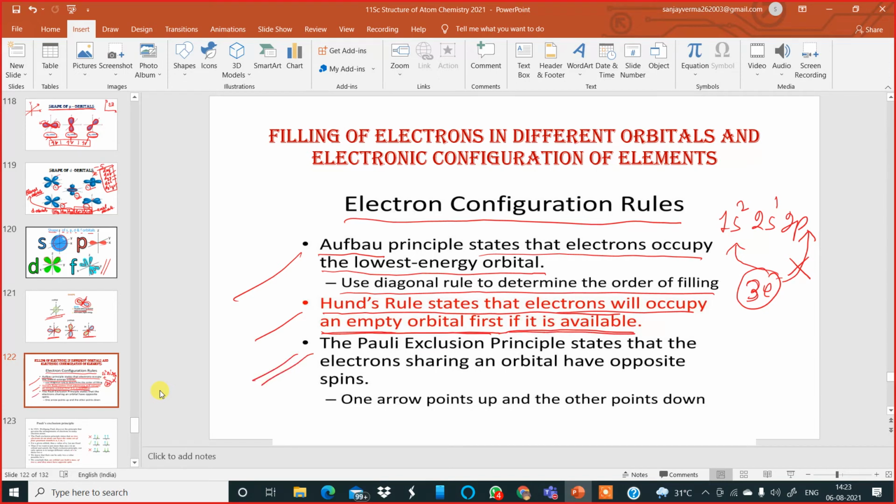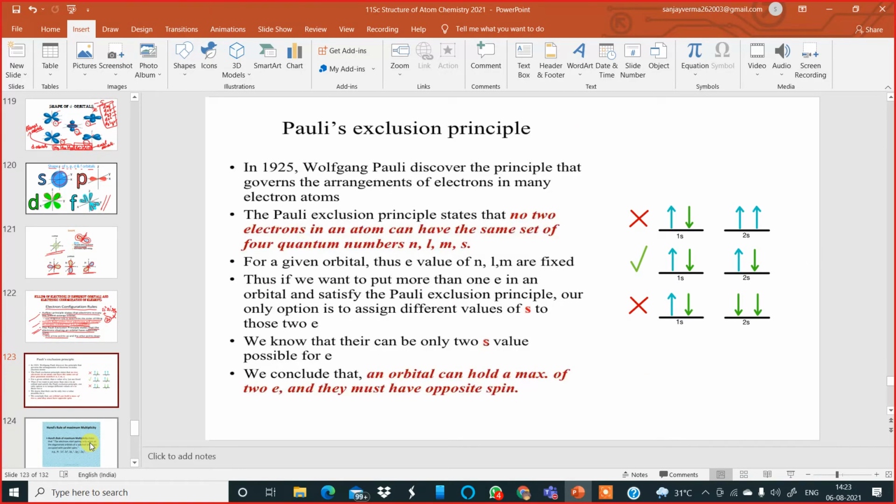Then Pauli's exclusion principle states that the electrons sharing an orbital have opposite spins, one arrow pointing up and the other arrow pointing down. This is one part of Pauli's exclusion principle. The correct statement I will discuss after some time. Now, Pauli's exclusion principle in much more detail.